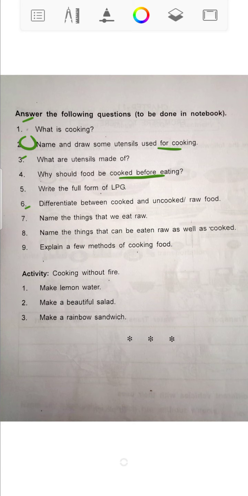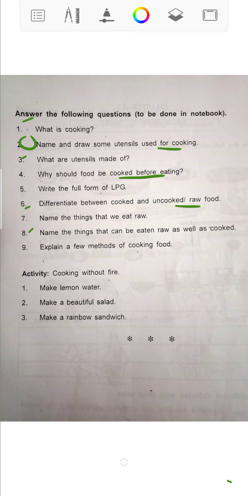Then what is the difference between cooked and uncooked food or raw food. So cooked food is which is being cooked or prepared with some method, and uncooked food or raw food is basically a food which is not cooked, it is consumed directly. Then name the things that we eat raw. What are such things? So all of your salads, all of your nuts, we eat these raw. You can add more if you like to have.